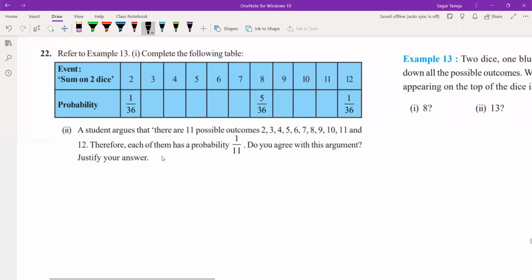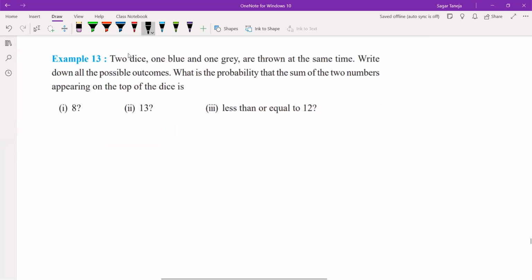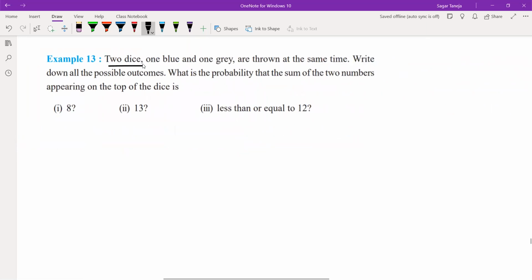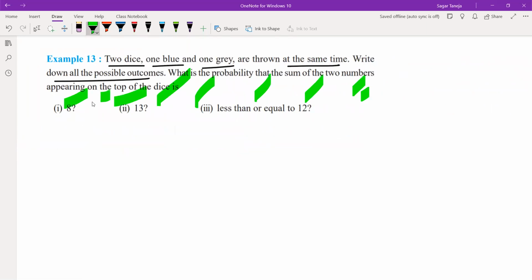So next is question number 22. Refer to example 13. You can take out example 13 in your book or you can see it here on the screen. Two dice, one blue color and one gray color, are thrown at the same time. Means now you are throwing two dice at the same time. Then write down all the possible outcomes. Do not read the rest of the question yet.